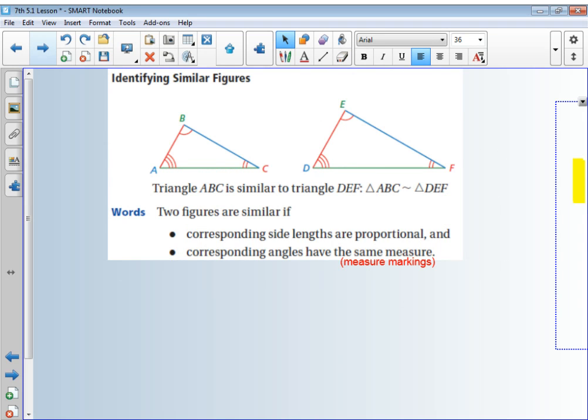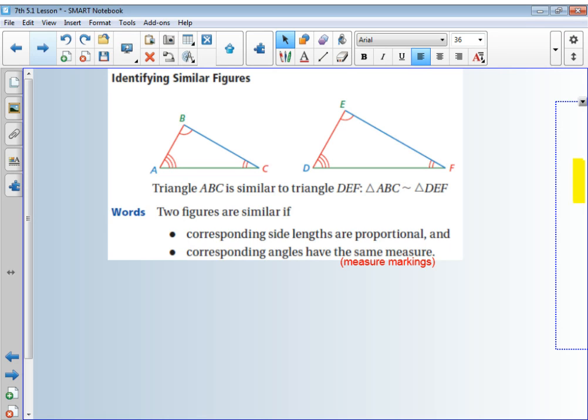Okay, the other thing that we're working with is just being able to identify. So in the previous examples, they were telling us that the figures were similar and asking us to find those corresponding sides and those corresponding angles. So we're going to discuss one more time: when you have shapes that are similar to each other, their angle measures will be equal to each other or equivalent, and their side lengths will be proportional.